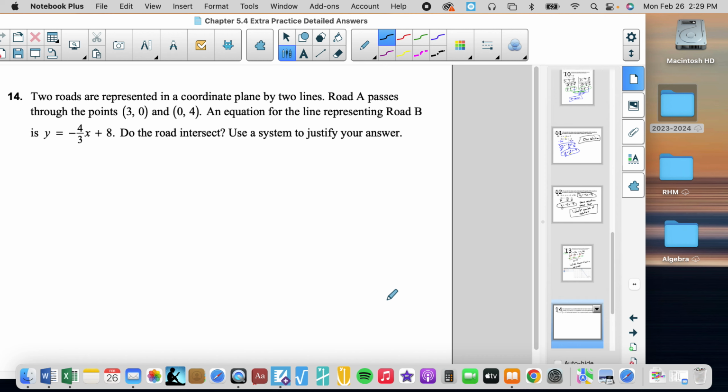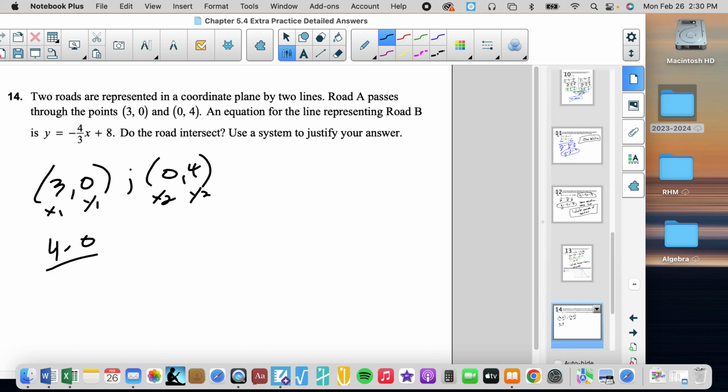Two roads are represented in a coordinate plane by two lines. Road A passes through the points given. An equation for the line representing road B is this. Do the roads intersect? So we're going to take the first two points, this is x1, y1, x2, y2.